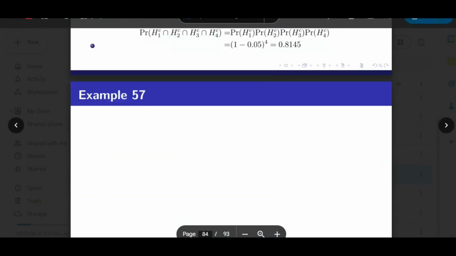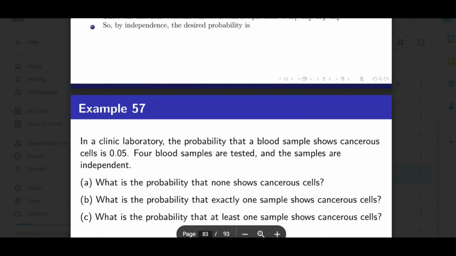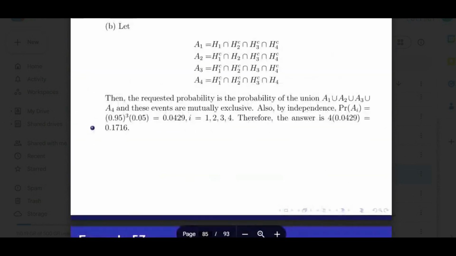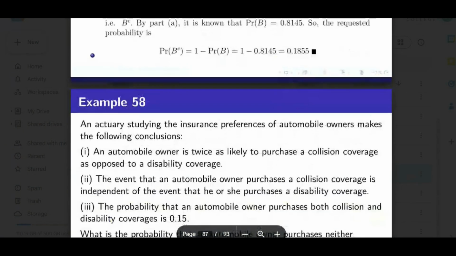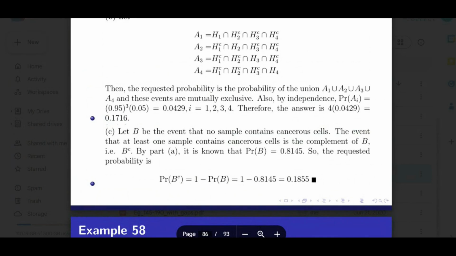Let's do the last one. I think problem C says at least one shows cancer cells. Is there an easy way to do this problem? At least one shows cancer cells. So to me, when you see things like at least one and all that, the thing that first should come to mind is let's do this using a complementary argument. The only case you don't want is none of them has any. And so you have already found this answer from previously.